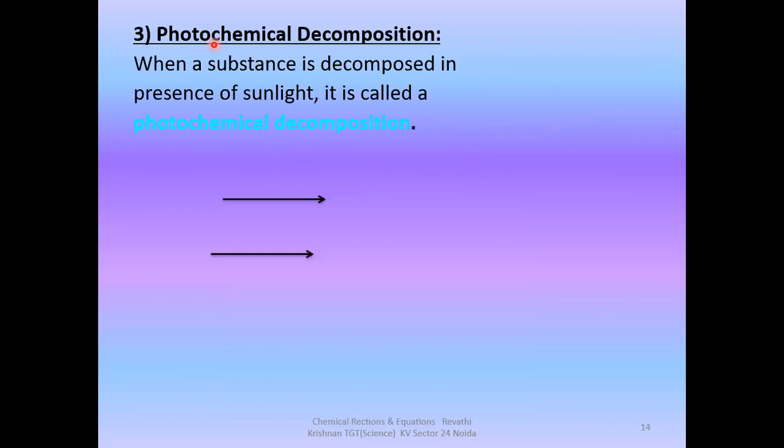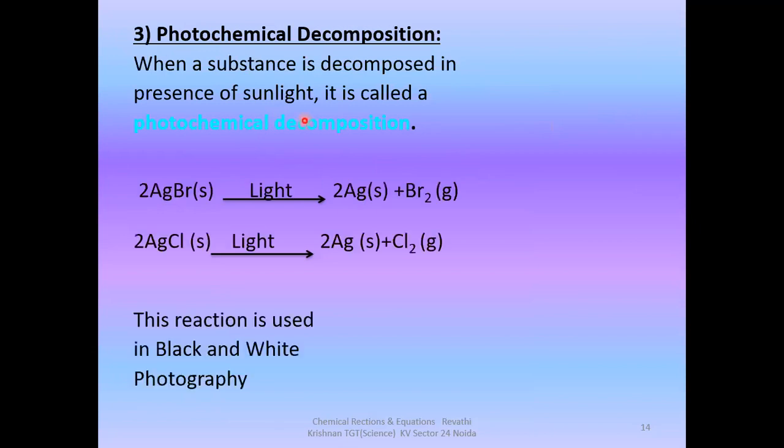The next type of decomposition reactions are photochemical decomposition reactions. When a substance is decomposed in the presence of sunlight, it is called photochemical decomposition reaction. Here we have two examples. Silver bromide in the presence of sunlight gives silver plus bromine. Silver chloride in the presence of sunlight gives silver plus chlorine.